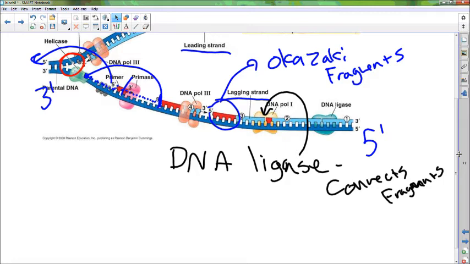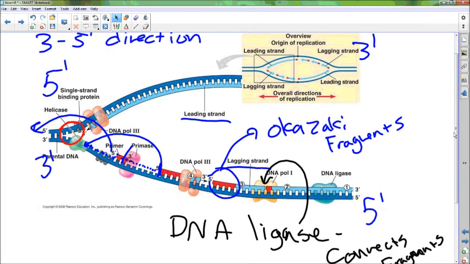Anything that ends in ace is an enzyme. Listen. Let's talk about what you're going to need to know. You're going to need to know what each of the enzymes do. Okay? So on a test, I might ask, what does DNA helicase do during replication? Separates the units. Yeah, it separates the two DNA strands. I might ask, what does DNA polymerase do?